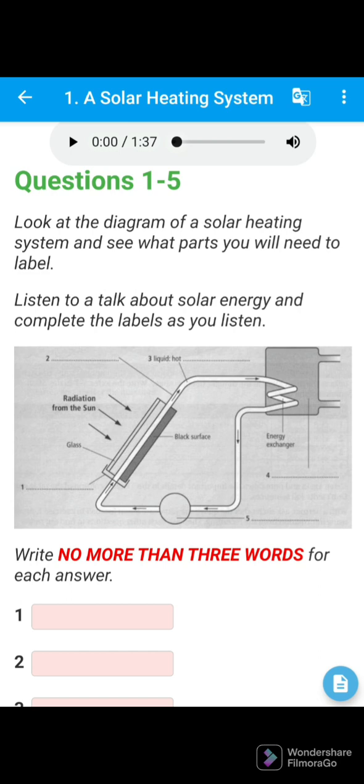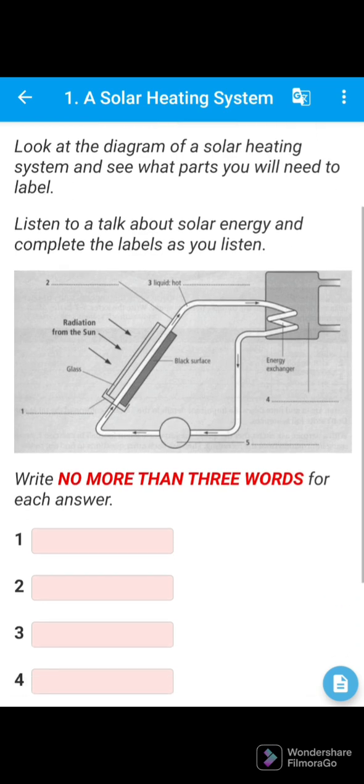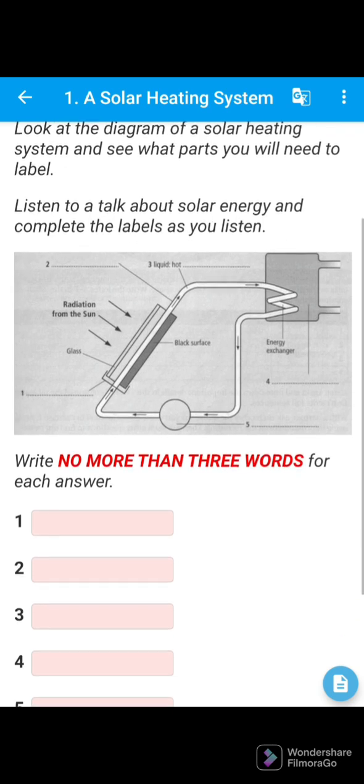testing the diagram here. And we're supposed to listen to a talk about this diagram, and the diagram is about a solar heating system, and there's certain parts in here, so we need to be familiar with all of those parts, and we must be able to understand what the speaker is saying about those parts and how they name them. And we're supposed to fill out those 5 gaps here while you're listening to the talk about the diagram.